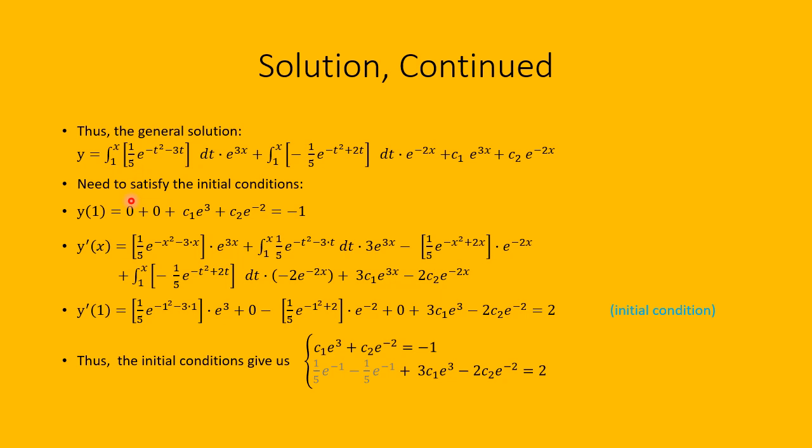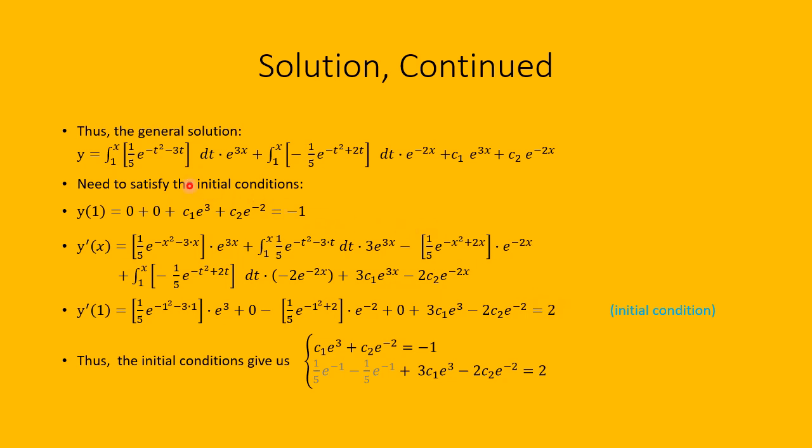We need to satisfy two initial conditions. We, remember, are looking at an initial value problem. So we need to specify that y of 1 is minus 1, y prime of 1 is equal to 2. Those were our initial conditions.